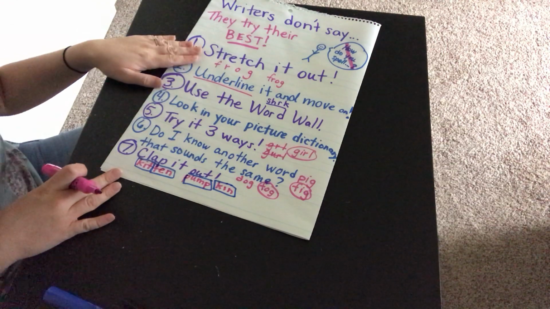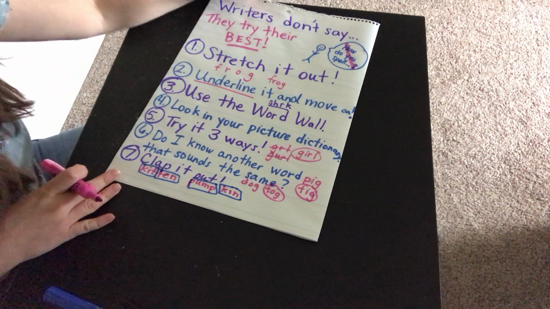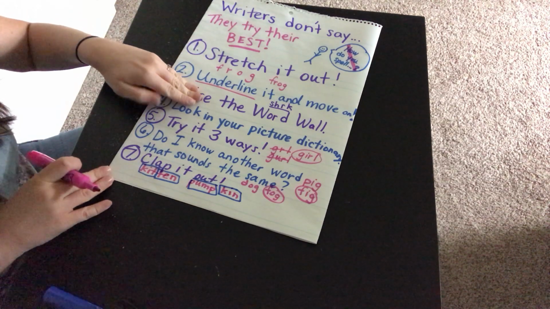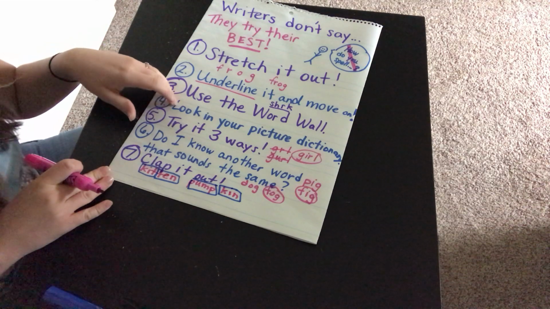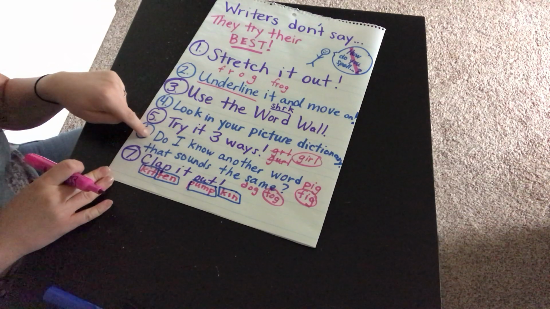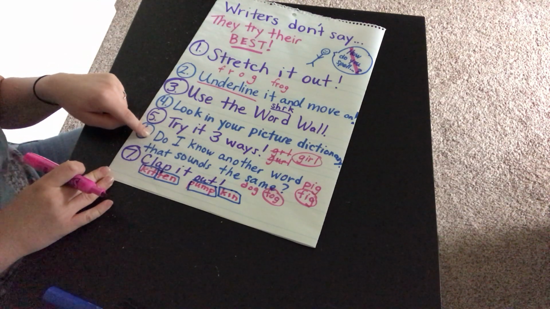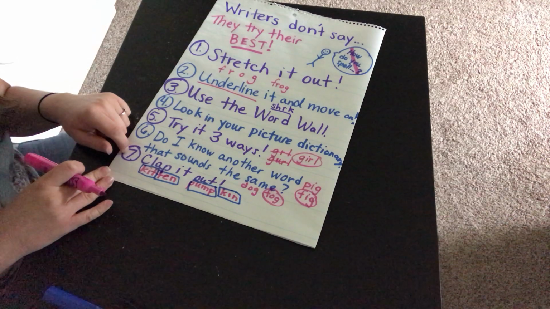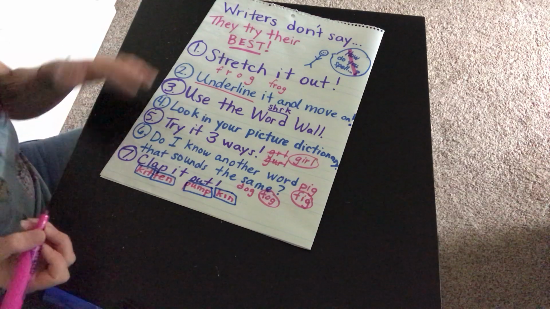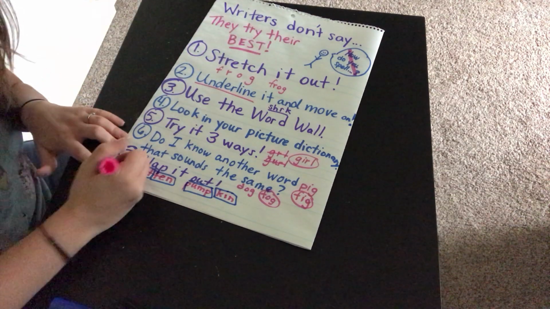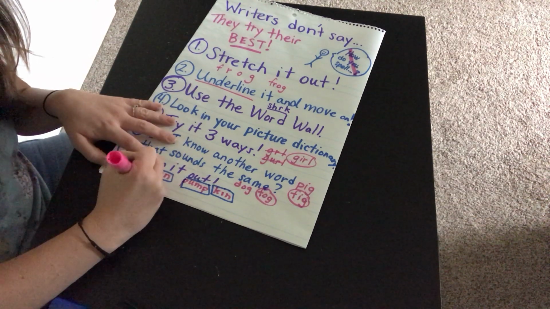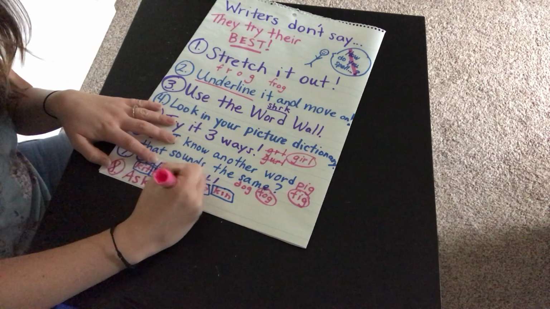Okay, so finally, if you have gotten to a word you don't know and you have stretched out the word, you have used your word wall, you've looked in your picture dictionary, you have tried the word 3 ways and you still can't figure it out. You can't think of another word that sounds the same as the word you're trying to spell, and you can't clap it out maybe because it's not more than 1 syllable, or you've clapped it out and you're still not sure. You, first of all, should underline it and move on, but after that, when you've done everything you know to do, then ask a friend.